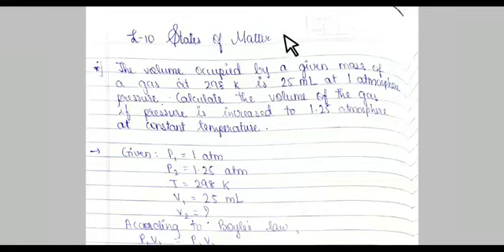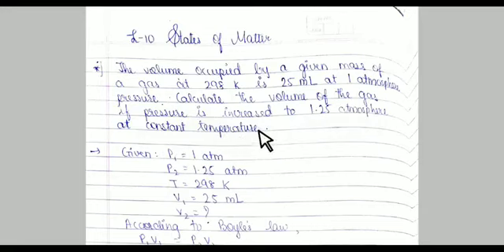Today we are going to solve numerical problems from lesson number 10, or chapter number 10, which is States of Matter. The first problem is: the volume occupied by a given mass of a gas at 298 Kelvin is 25 milliliter at 1 atmosphere pressure. Calculate the volume of the gas if pressure is increased to 1.25 atmosphere at constant temperature.